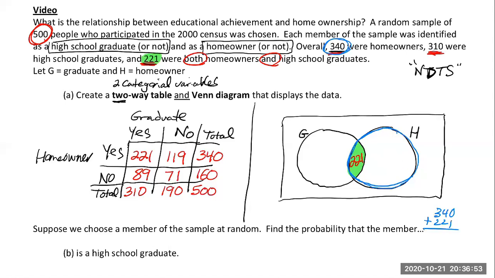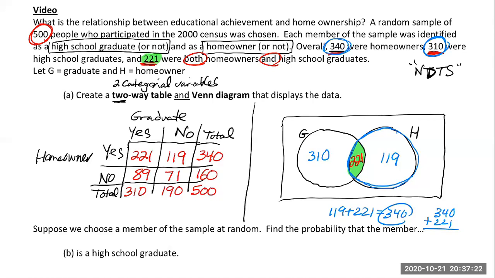So we need something. So what's that? 119 plus 221, and that equals 340. So everything inside that H, that homeowner circle, equals 340. And we have to do the same thing. This 310 were high school graduates. This is wrong. That would be graduates who are not homeowners because there's no overlap with homeowners.